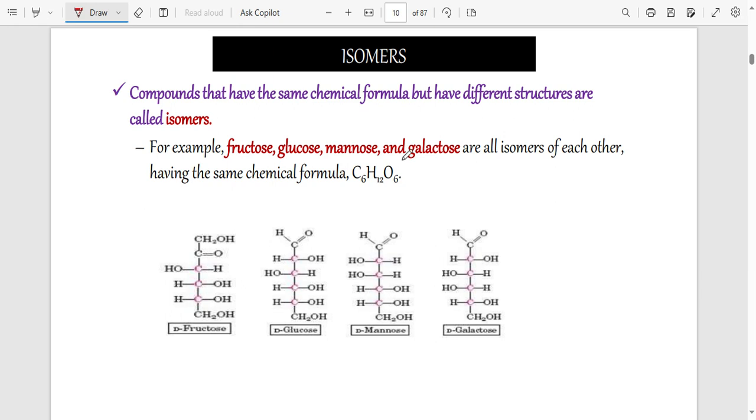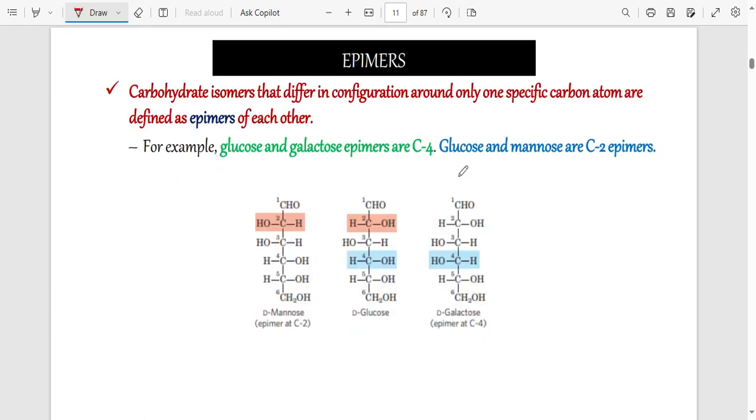Another thing that you need to understand about these monosaccharides is that they can exhibit isomerism. Isomers are compounds with the same chemical formula but different structures. Okay. Examples of isomers, you have got fructose, glucose, mannose, galactose. So you can see one is a ketone, the others are aldehydes. Why are they isomers? Because they have the same chemical formula C6H12O6. But look at their structures. Their structures are different. Those are isomers.